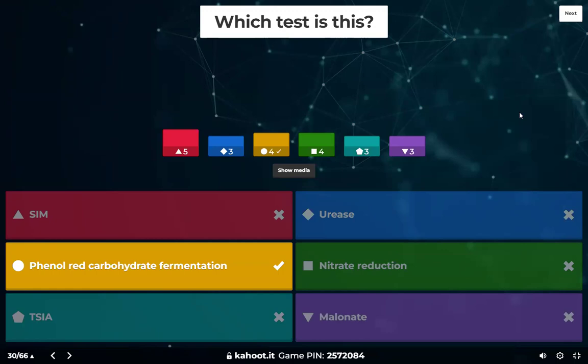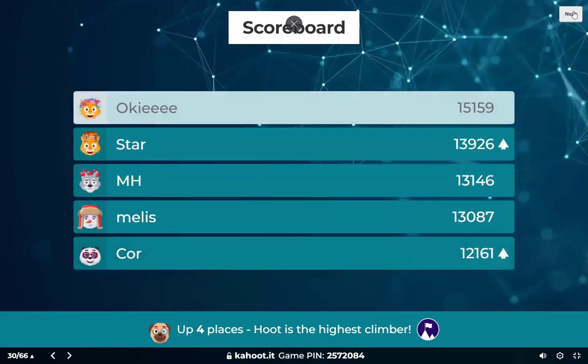So this is phenol red carbohydrate fermentation. We know it's phenol red because it's that orangey coral color, right? So that's our carbohydrate fermentation test, because that's the one that was that coral color with the Durham tube that was upside down in it. So that's how we know how to recognize that one. We'll see a lot of the other ones. I'm not going to describe them all right now.